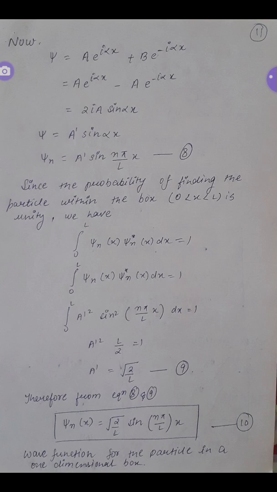Therefore, from equation number 8 and 9, we get the wave function of a particle in a 1D box: psi n is equal to under root 2 upon L sin (n pi upon L) x. This is the wave function for a particle in a 1D box.